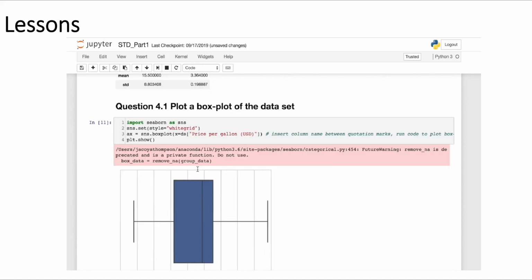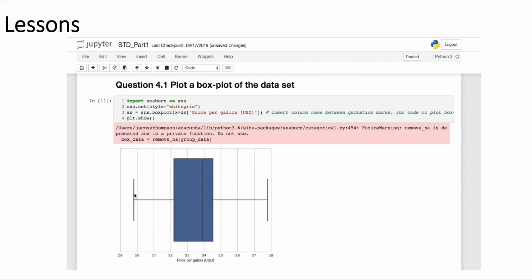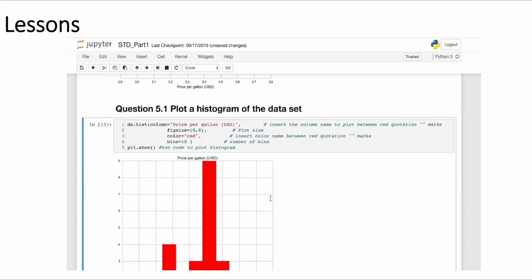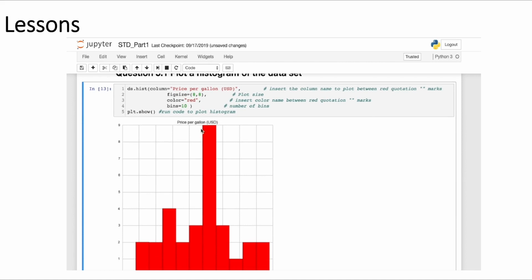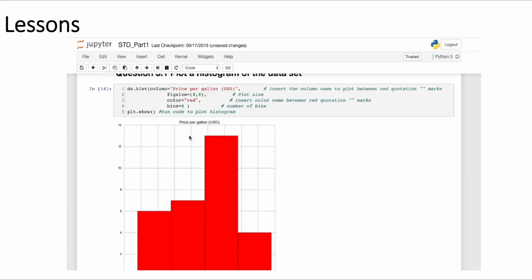Students then generate a box plot. They identify the length of the box and the descriptive statistics that are not shown on a box plot. Last, they plot a histogram. They describe the distribution, shape, center, spread, and outliers, and they identify the descriptive statistics not shown on a histogram. Students can change the color and bin count of the histogram to further familiarize themselves with Python.